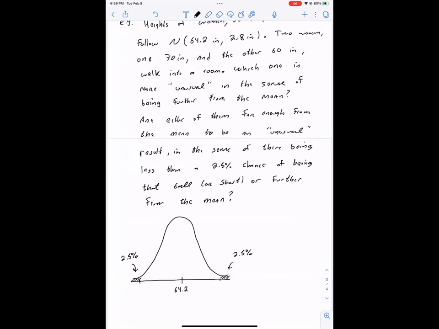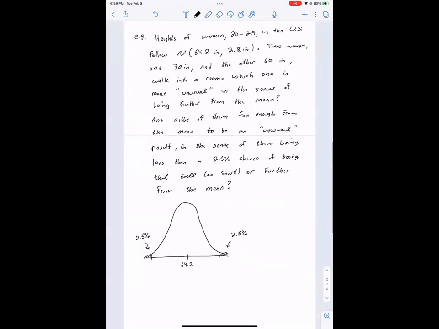So the way that we're going to determine this is by calculating each of their z-scores. So let's calculate the z-score for the 70-inch woman. We'll call it z70. We take her data point, which is 70, we subtract the mean, and we divide by the standard deviation. What do I get when I do that? 2.07.